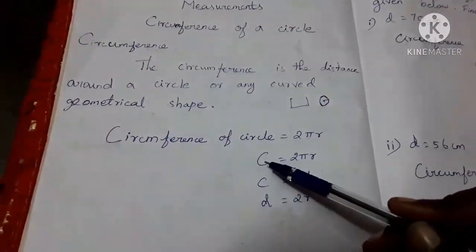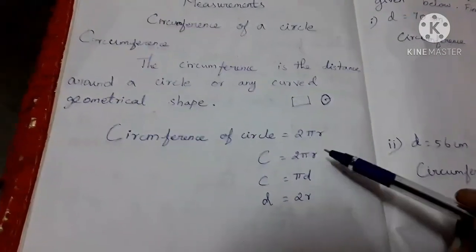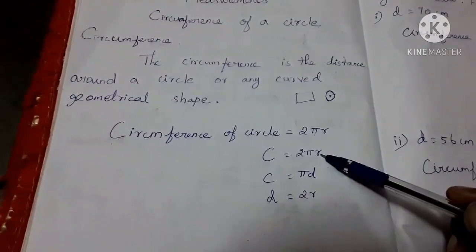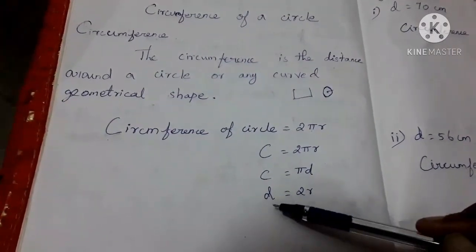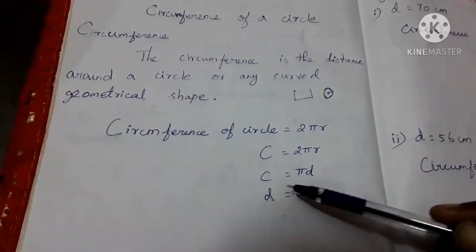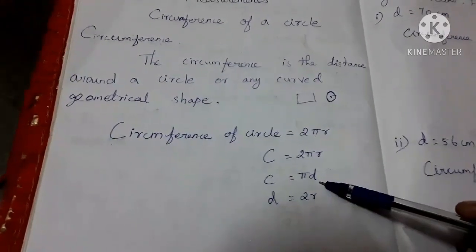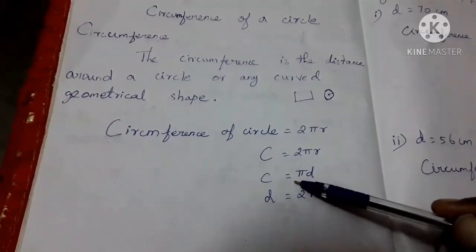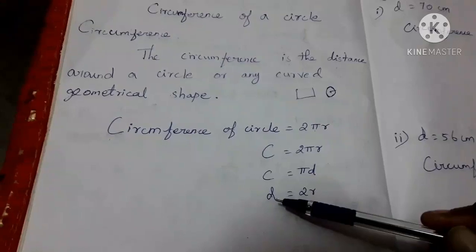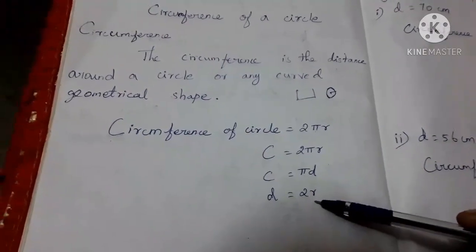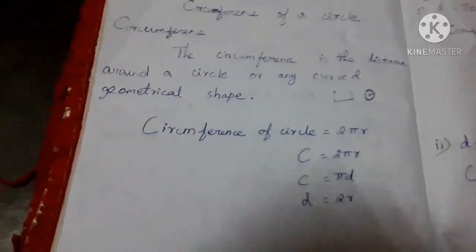Circumference, we denote with the letter C. So C is equal to 2 pi r. If they give the radius, we use this formula. If they give the diameter, you know that diameter is equal to 2 radius, so our circumference formula is pi d. Circumference formula is pi d, because diameter is equal to 2r. Now we are going to see the exercise.